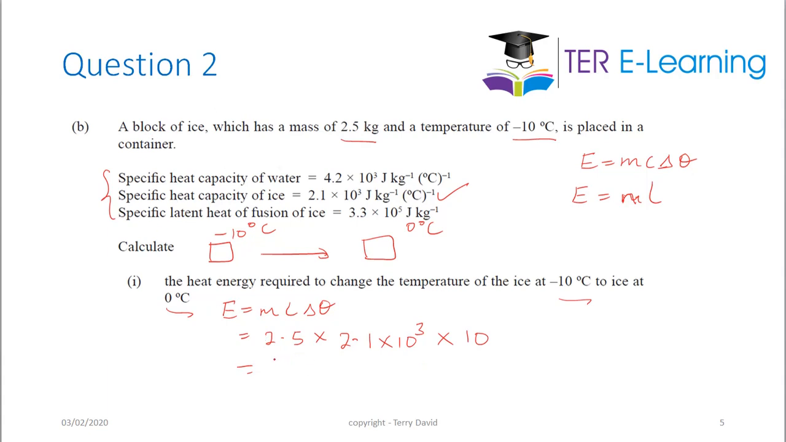Alright, so if we work that out in our calculator, we're going to get 52,500 joules. You can leave your answer in this form, or you can write it in standard form. It doesn't matter. All right. So this is the answer for the first part.